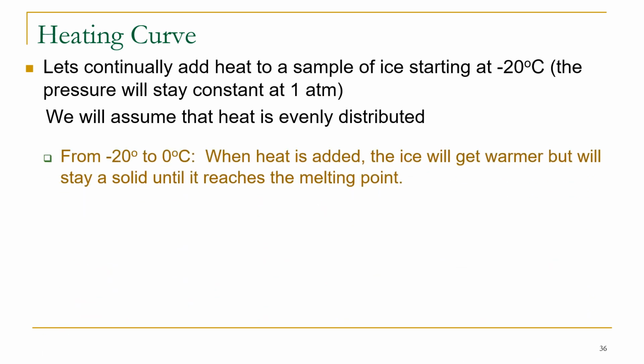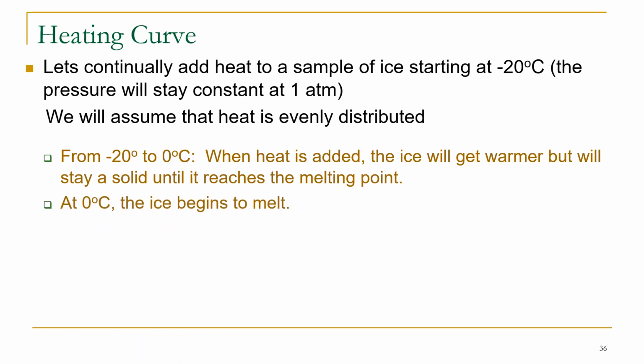So from -20 degrees to 0 degrees, as heat is added, the ice will warm up. It will get warmer, but it will stay a solid until it reaches the melting point. And again, it's hard to imagine, because if you tried to heat it up, you can't get the heat into the center as well. And so we're assuming that the heat gets evenly distributed all throughout. Anyway, from -20 to 0, it will stay ice, but the temperature will increase. Then what happens when you add heat and the ice is at 0 degrees?